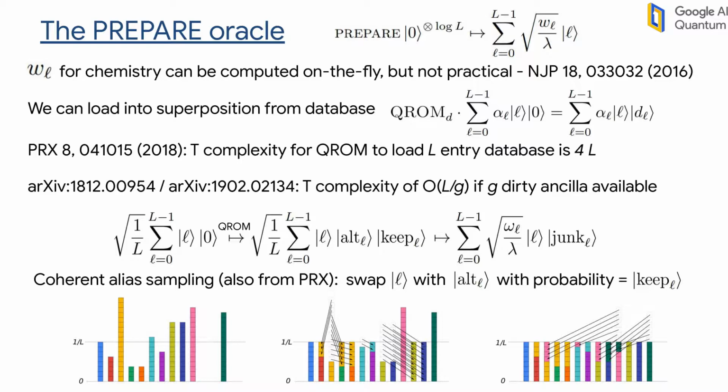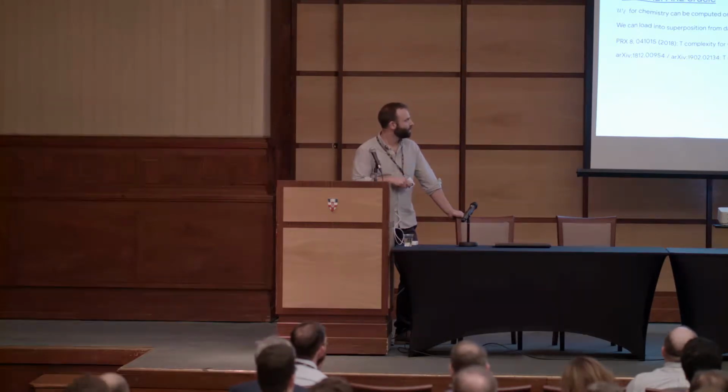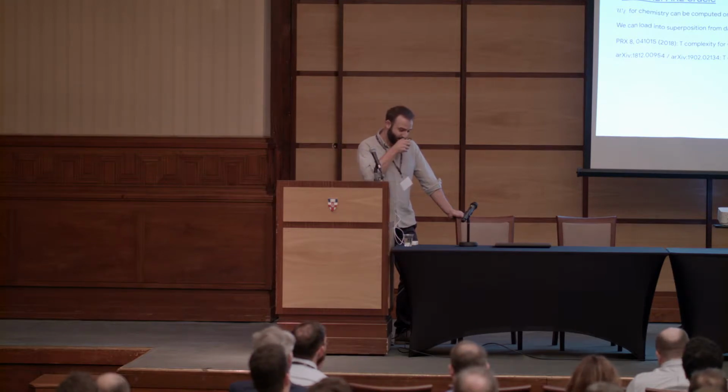So in this PRX paper of ours, we show how to do that with exactly T complexity 4 times L, where L is the size of the database. And it's kind of interesting, it doesn't depend on the size of the entries, just on how many of them there are. There was another paper, this one is from people at Microsoft, and we had sort of a different approach in a recent paper, which actually improves this in a surprising way, such that you can have complexity of L over G if you have G dirty ancilla available.